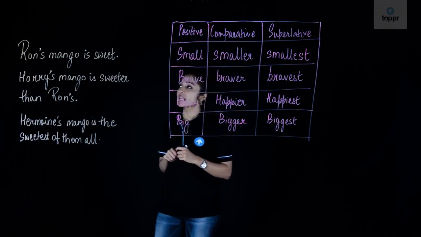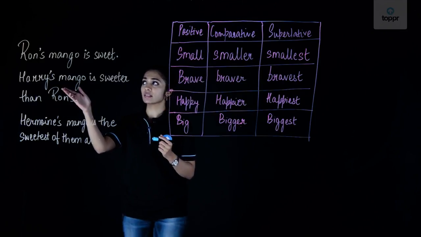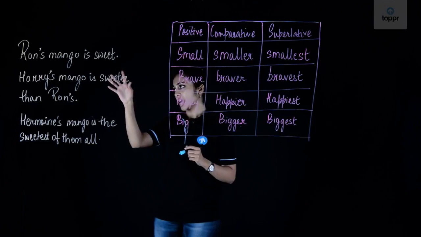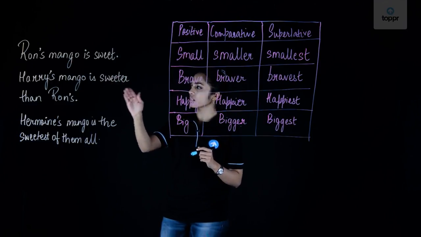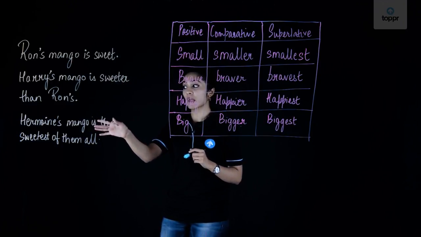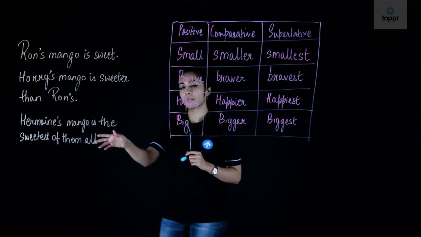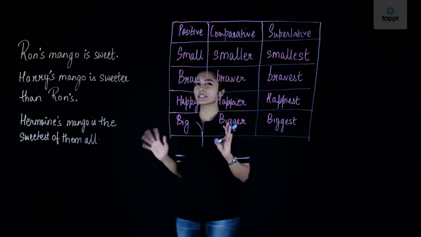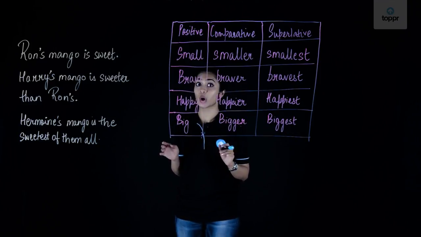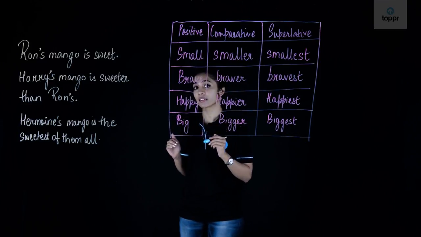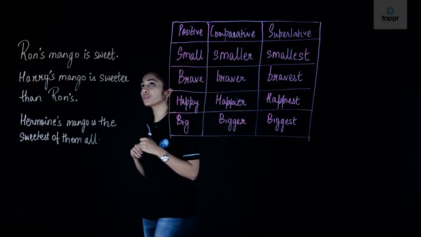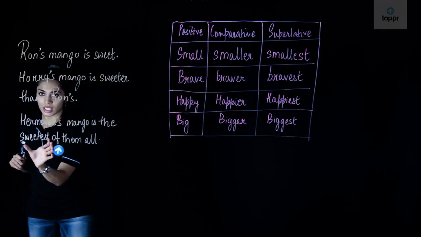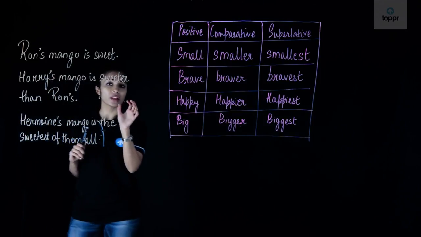Great. Let us look at these example sentences. Ron's mango is sweet. Harry's mango is sweeter than Ron's. Hermione's mango is the sweetest of them all. What do you think we are doing here? Any guesses? Yes, you are right. We are comparing.